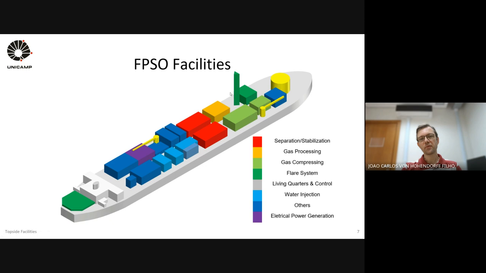We have an area for gas processing. We have an area for gas compression. We have the flare system, we will talk about this equipment. We have living quarters and control at the end of the platform. We have water injection, a great part of our platform. We have electrical power generation, and other parts generally related to utilities. And you can see that it's a huge space inside the FPSO. Topside is like a plant, a great plant for processing the fluids.